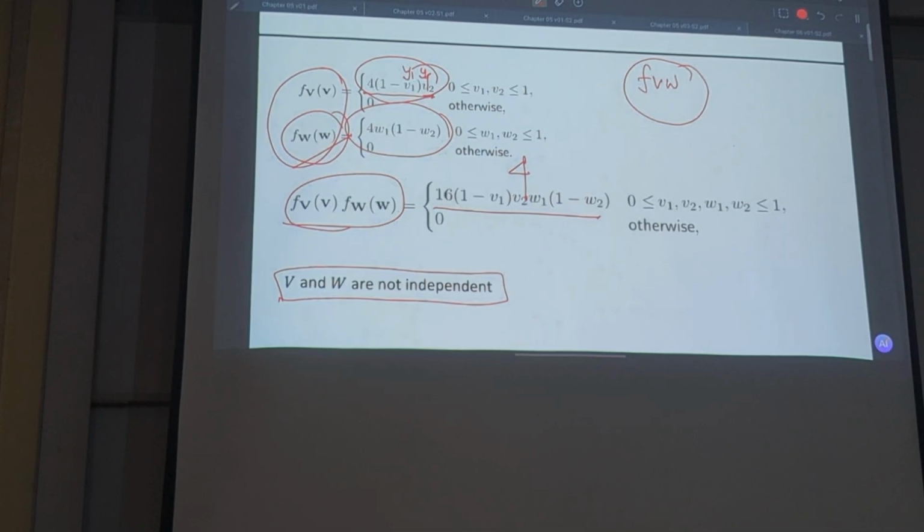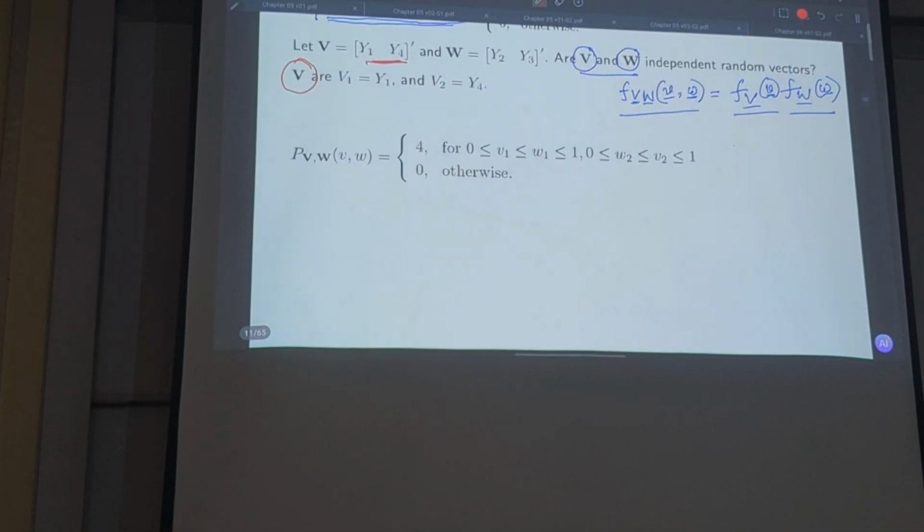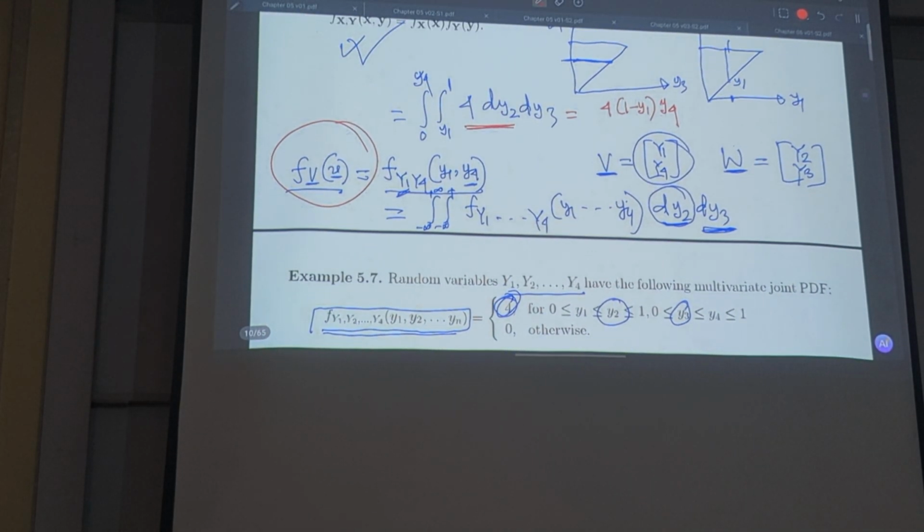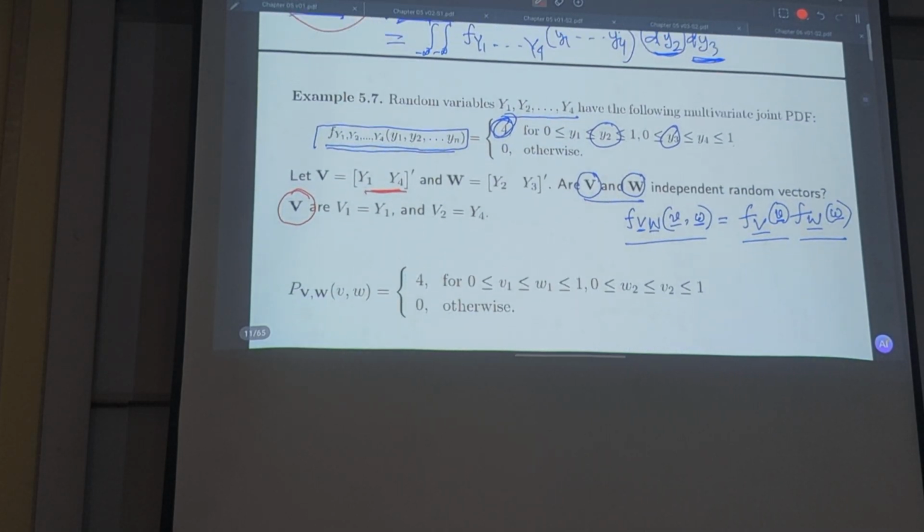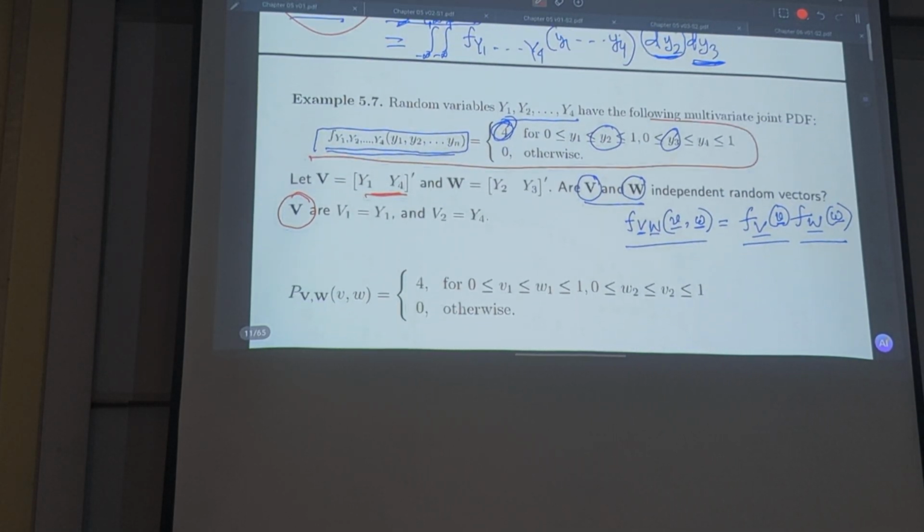Yes or no? Yes? So which part is the problem? If you do not understand it, do you understand this? The joint PDF of Y1, Y2, Y3, Y4 is this. We solved this problem before.